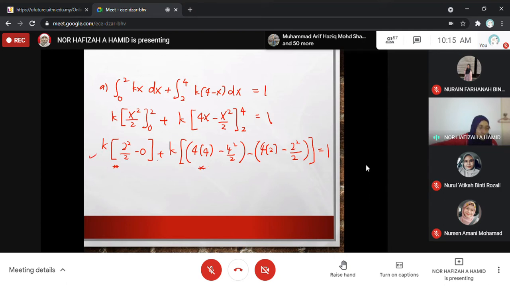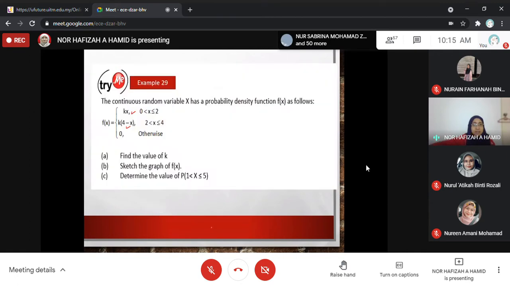Okay, so after you substitute value and then you will get 2k plus 2k equal to 1 and you have 4k equal to 1, k is 1 over 4. Okay, so k you have 1 over 4. For B, we need to find, okay, B we need to sketch. Okay, so question B, sketch the graph of fx. Okay, so sketch the graph for fx.